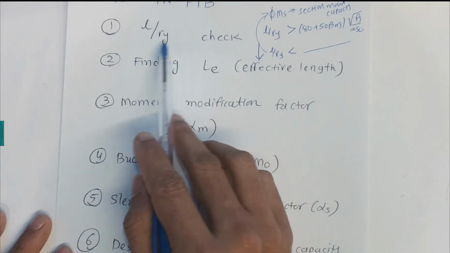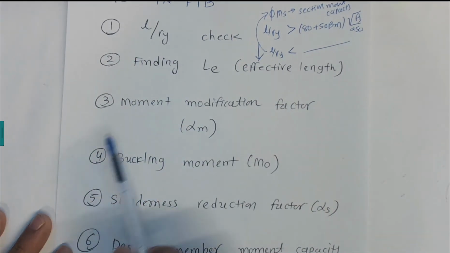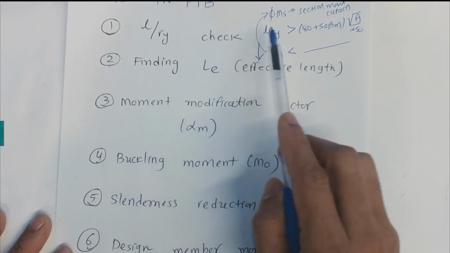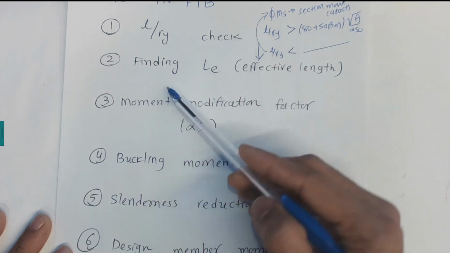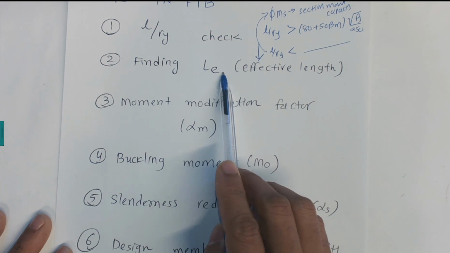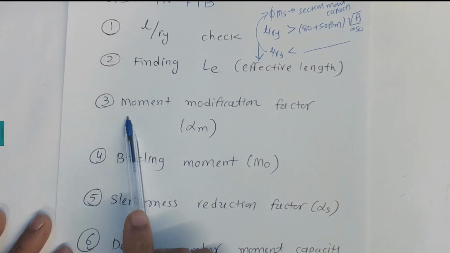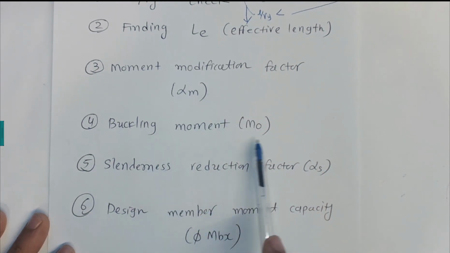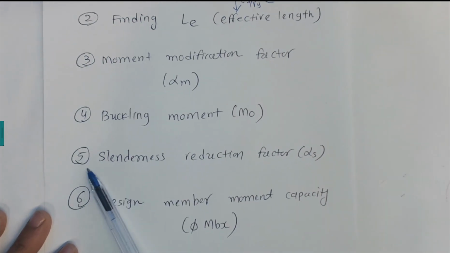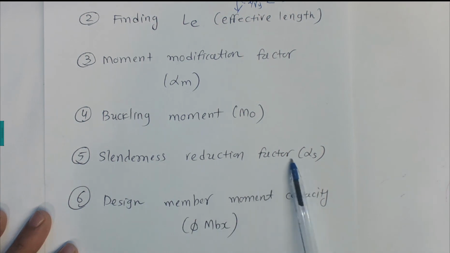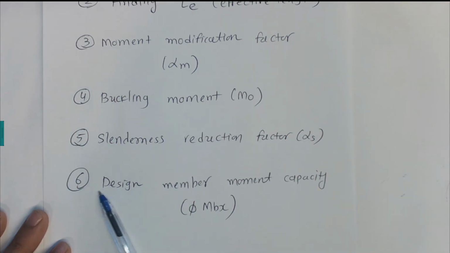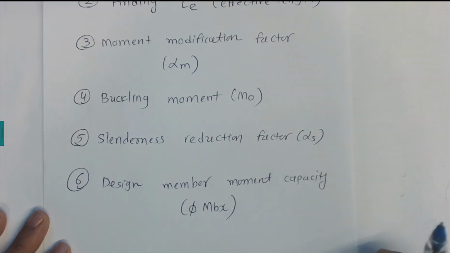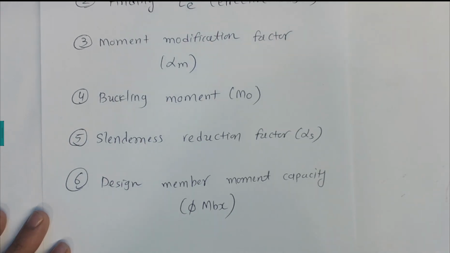Now always do the L over Ry check. Once you find that L over Ry is greater than these values, then you follow these steps: finding the effective length Le, then the moment modification factor alpha m, and the buckling moment Mo. Then step number 5, we calculate the slenderness reduction factor alpha s, and in the last step we find the design member moment capacity phi Mbx. Don't worry about those steps right now; it will make more sense when we take the examples. Thank you for listening.